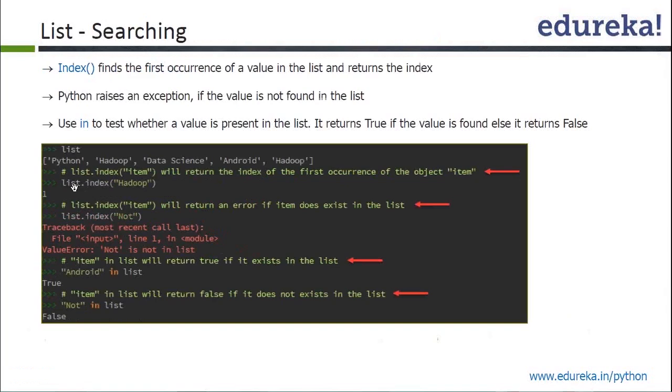If we say L1.index of Hadoop, it is 0 and 1. That's the index of Hadoop. If you have multiple repeated, it will just give you the index of the first occurrence of an object. That is what you will get here. For list.index of something that is not there, you do not get anything, you get an error. Similar to yesterday, Android in list. Is Android available in list? Yes, it's true. Not in list? No, it's not true. So false.